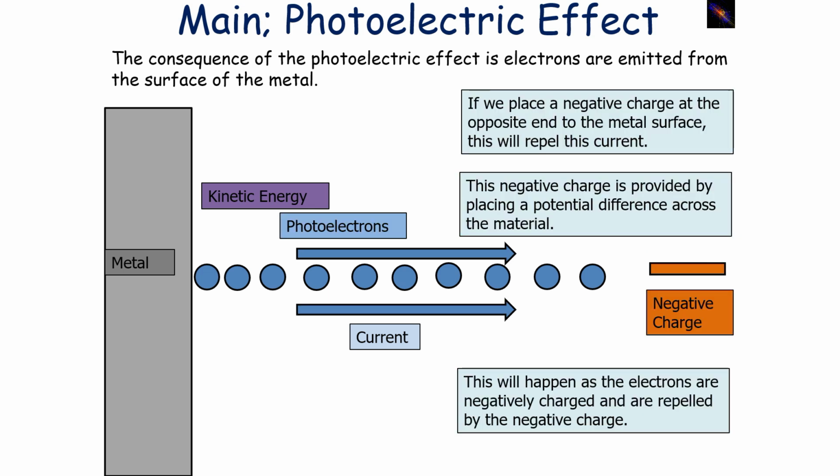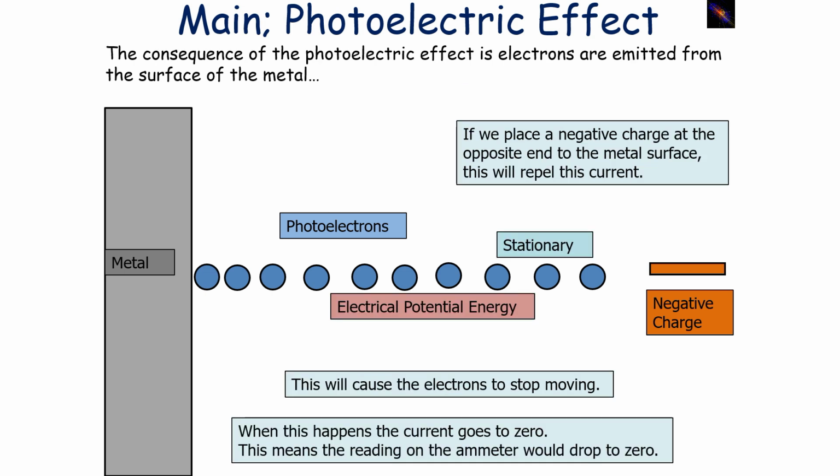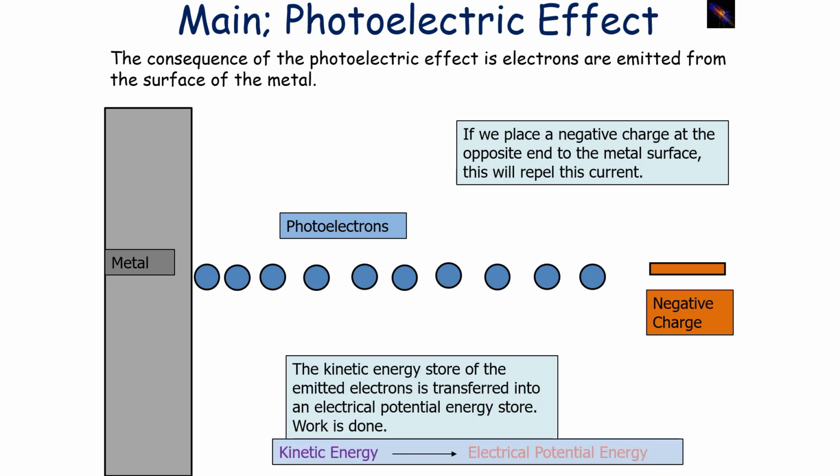Now if we place a negative charge at the opposite end of the metal surface from where they are emitted from, the electrons emitted will be repelled by the negative charge. So what happens is the electrons will slow down and eventually stop moving. So our reading for current will go to 0 as the charge is no longer flowing. So the kinetic energy store of the emitted electrons is transferred into an electrical potential energy store.